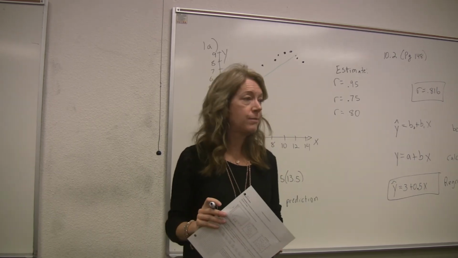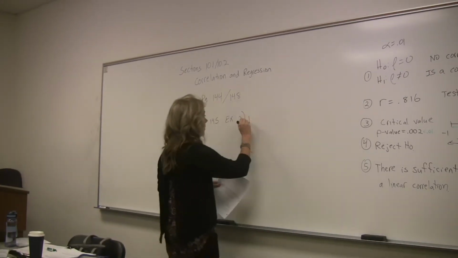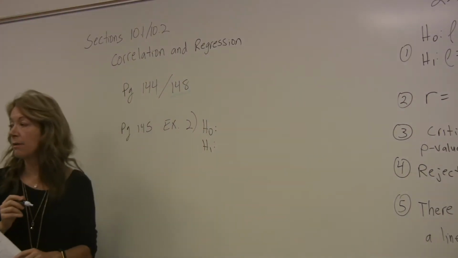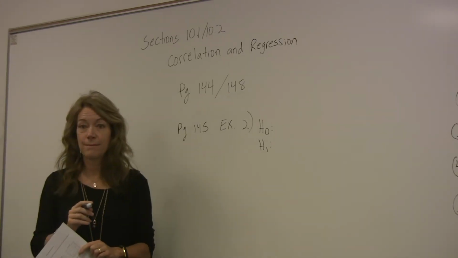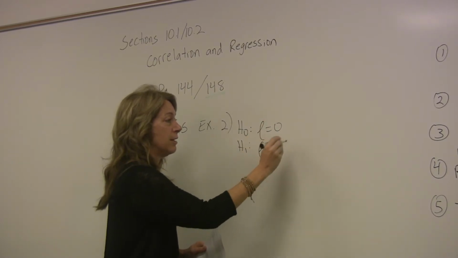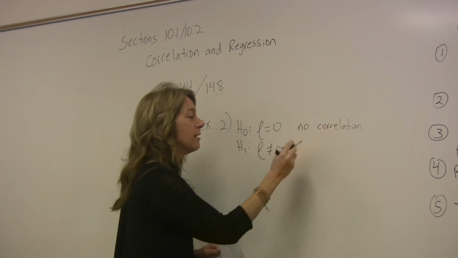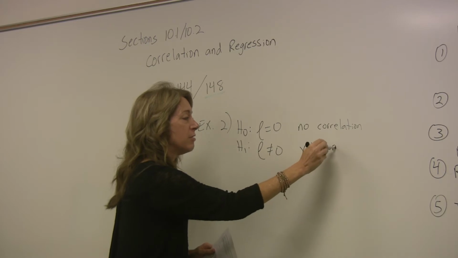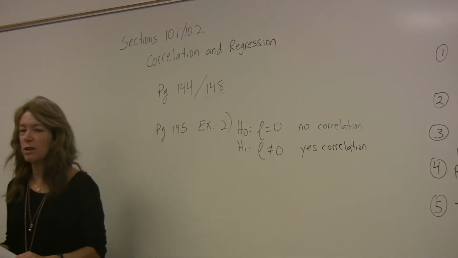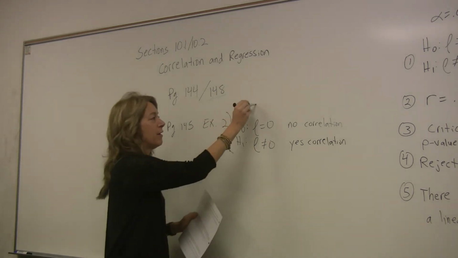So what am I going to do? H0 and H1, which for linear correlation questions will always be rho equals 0, rho does not equal 0. I like to write these words next to it. You do not have to write these words, but it helps to remember which one is which so that you'll know what your conclusion tells you. No correlation, yes, there's a correlation. We were given alpha equals 0.05.